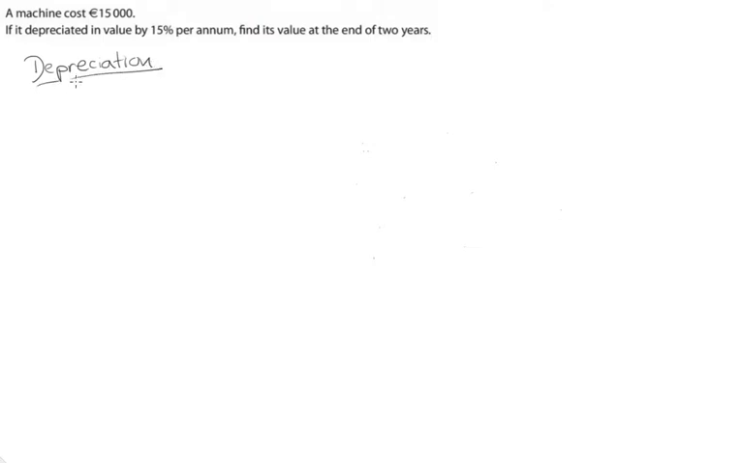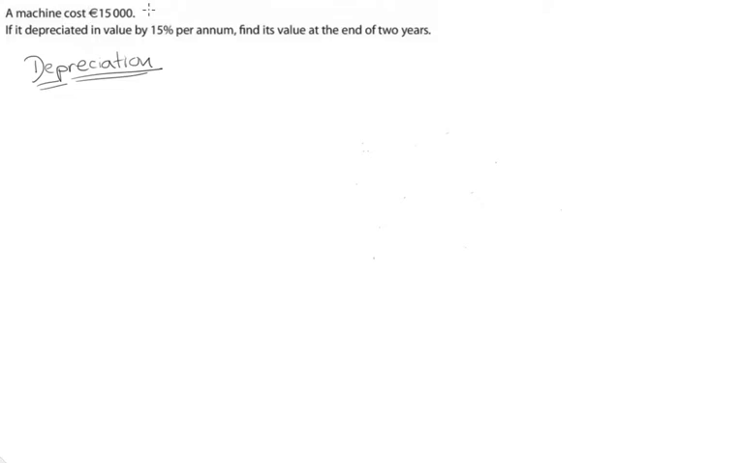Depreciation means when something, a product or an item, loses its cost over time. The perfect example is if you ever buy a brand new car, the value of the car goes down as soon as you drive it out of the showroom. And as the years go by, the value of the car falls. So depreciation is something that happens to goods. Things lose their value. And you have to be able to calculate what something would be worth after 2 years if it loses its value by a certain percentage each year, say.